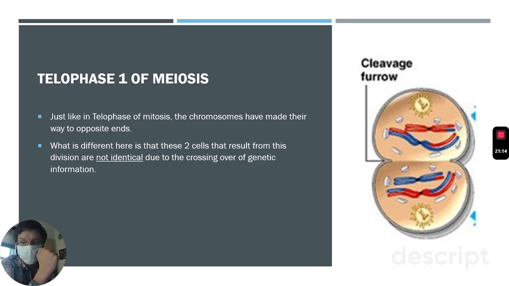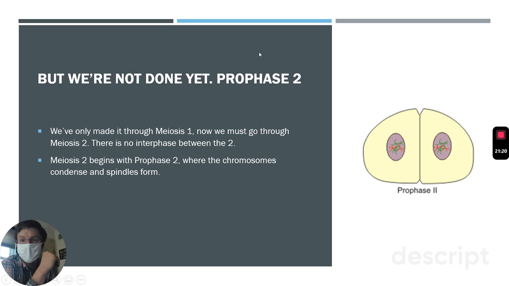Remember, meiosis, we go through PMAT twice. There's PMAT 1 and PMAT 2. So we're not done yet. Prophase 2. There is no interphase between the two. Some students get confused and just assume for themselves that there's an interphase between the two. There is not. We go straight from telophase 1 to prophase 2.